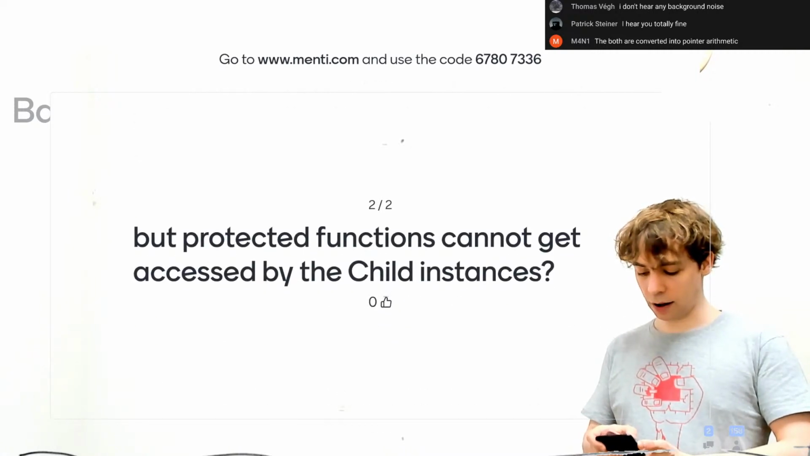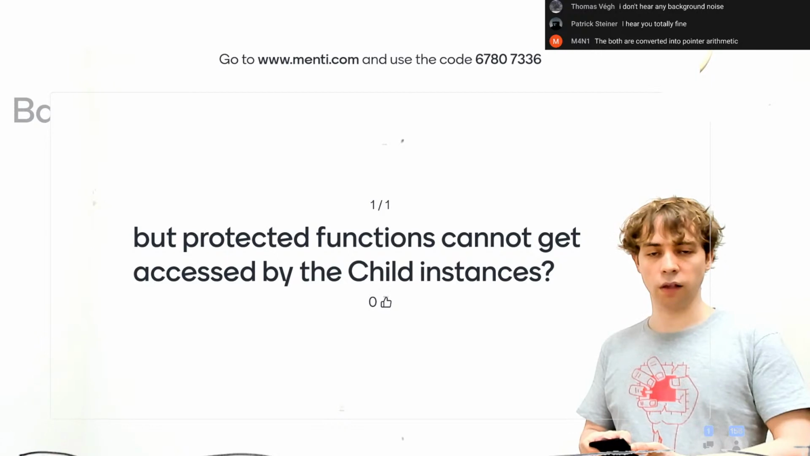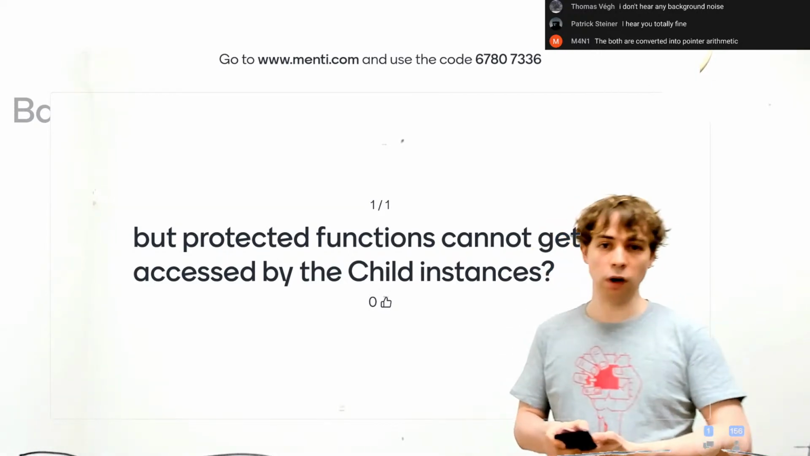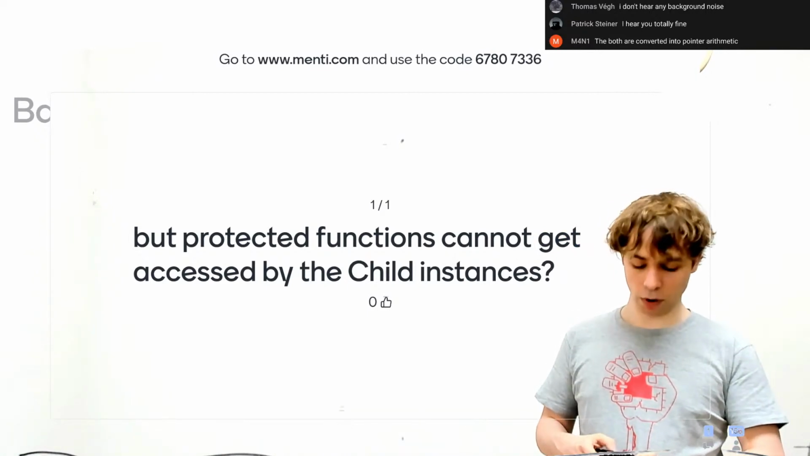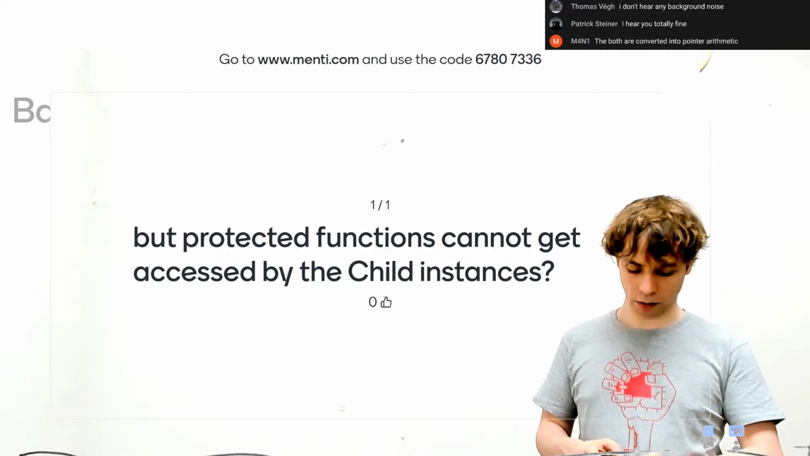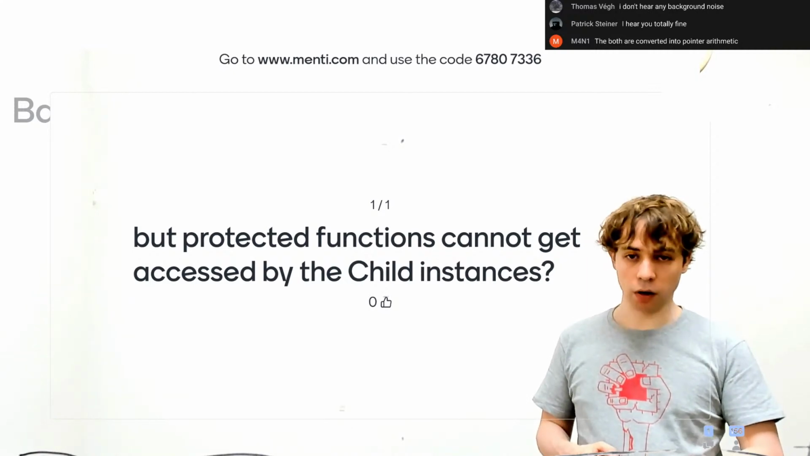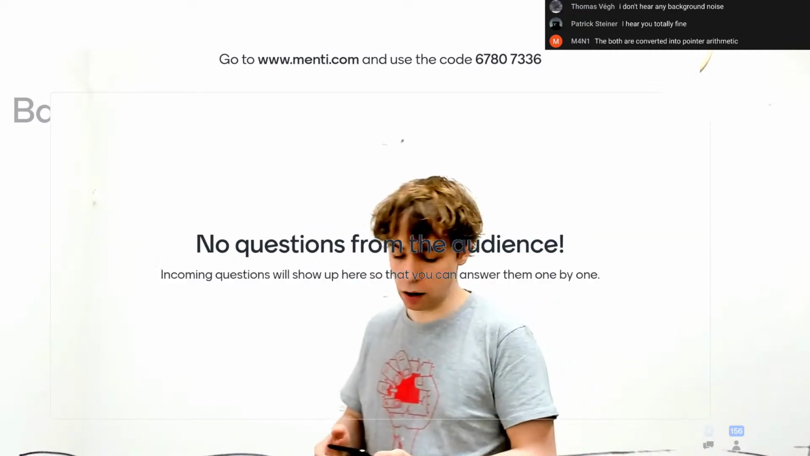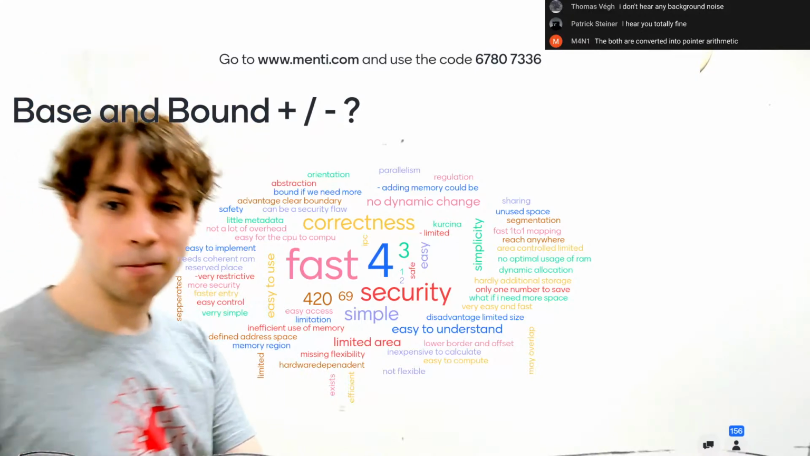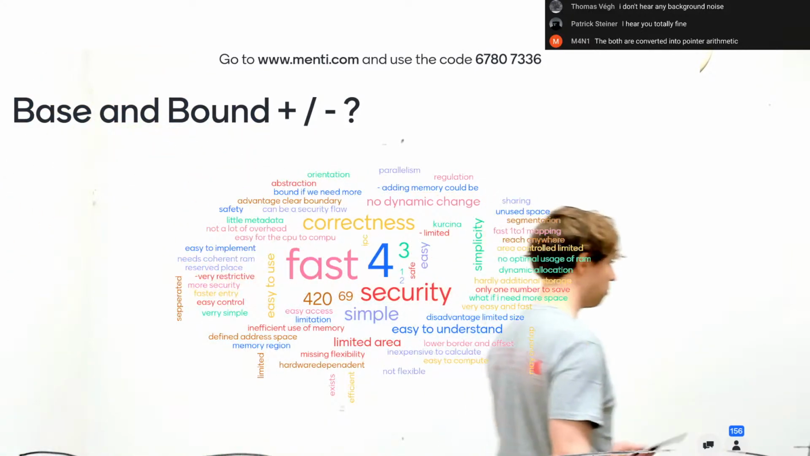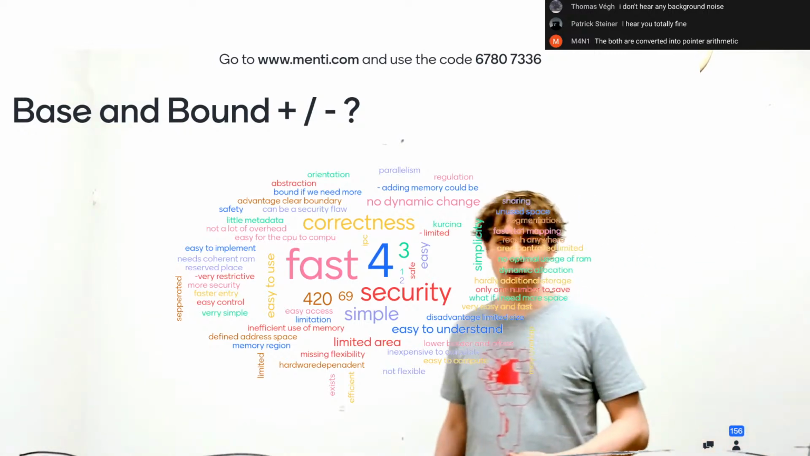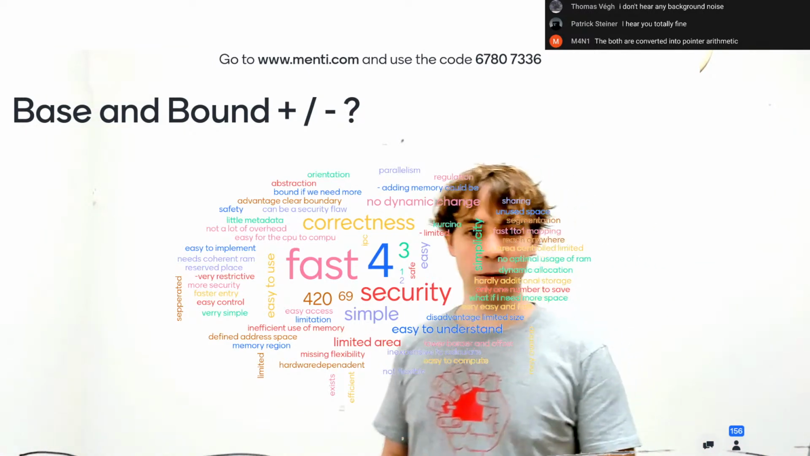Protected functions cannot get accessed by the child instances. It depends on what you declare as friend. If you have a derived class and declare it as friend, then you can access this method. But you can change the design as you like. It's your operating system. You decide what it will look like. Let's continue with this presentation.